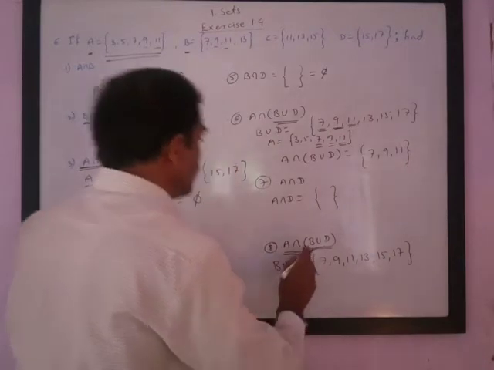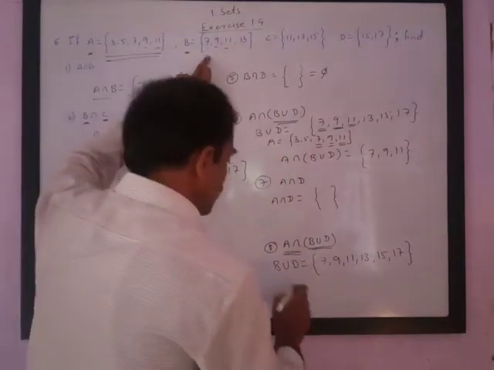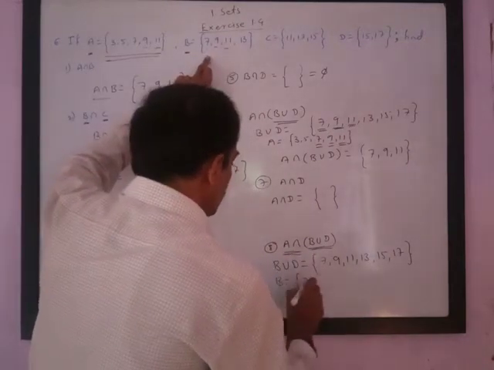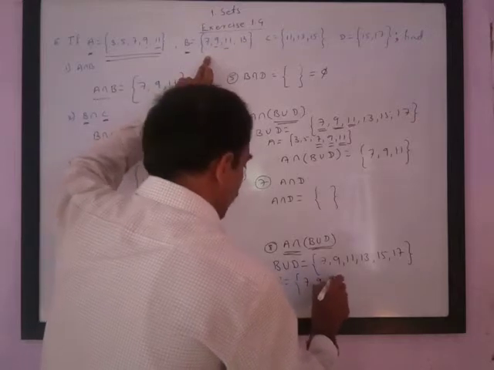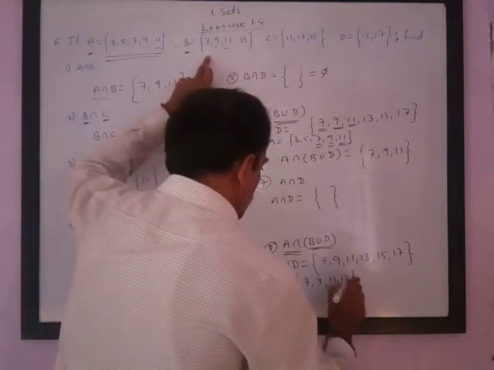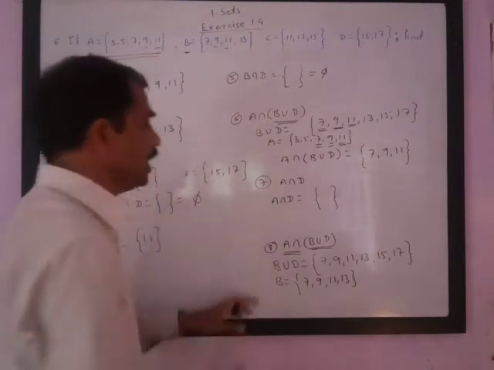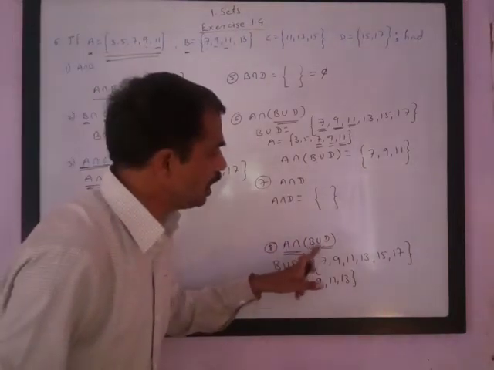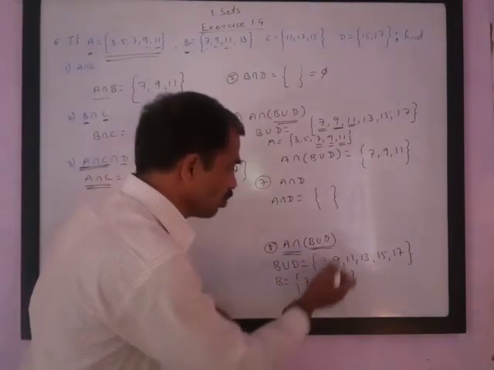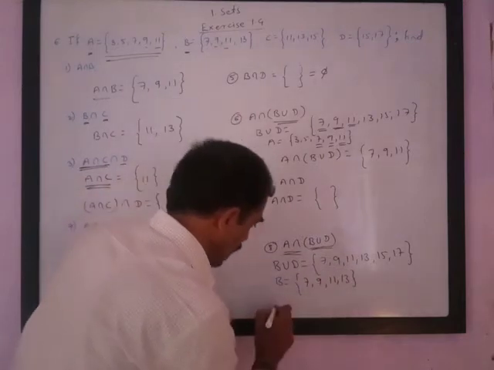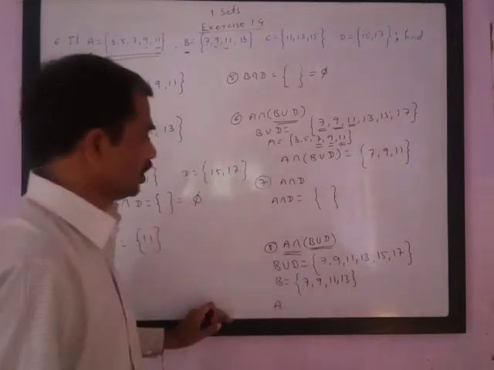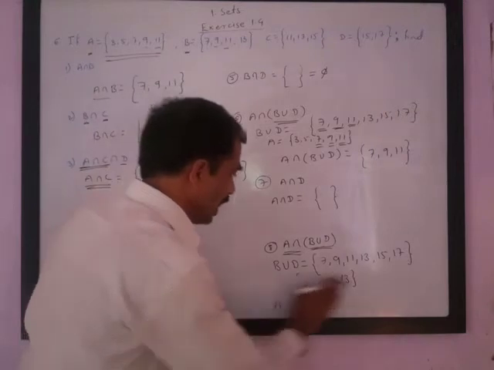Now B is the set of 7, 9, 11 and 13. Now A intersection B union D. So we have to search which are common to both. So for A intersection, here we will need set A and not B.